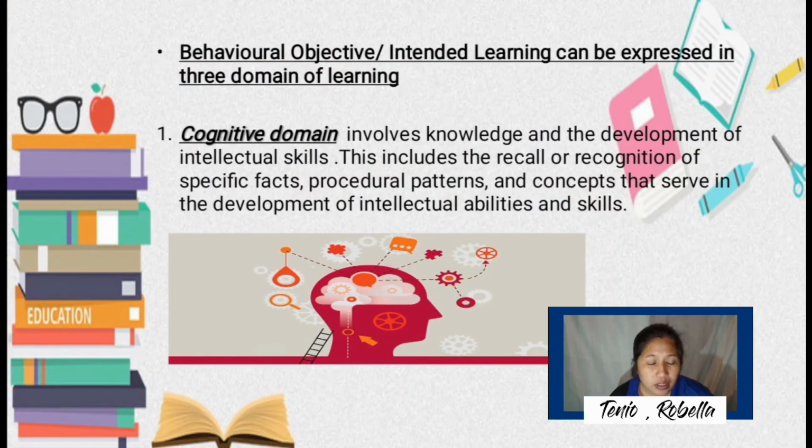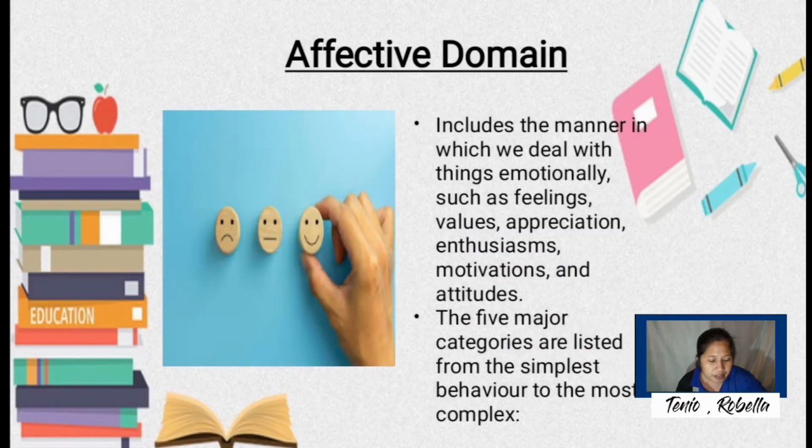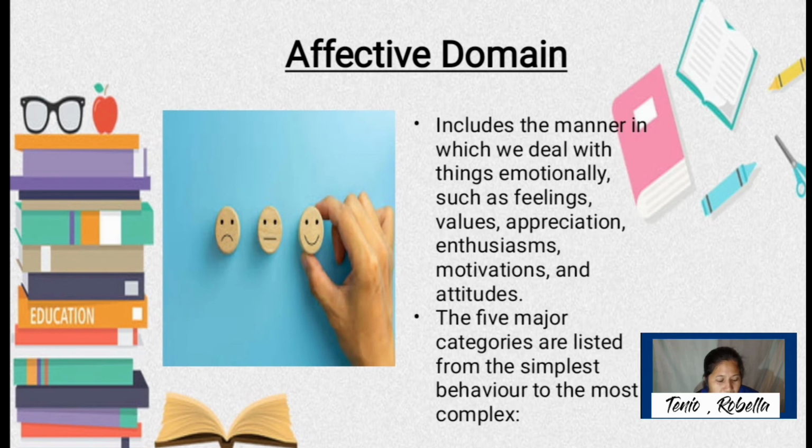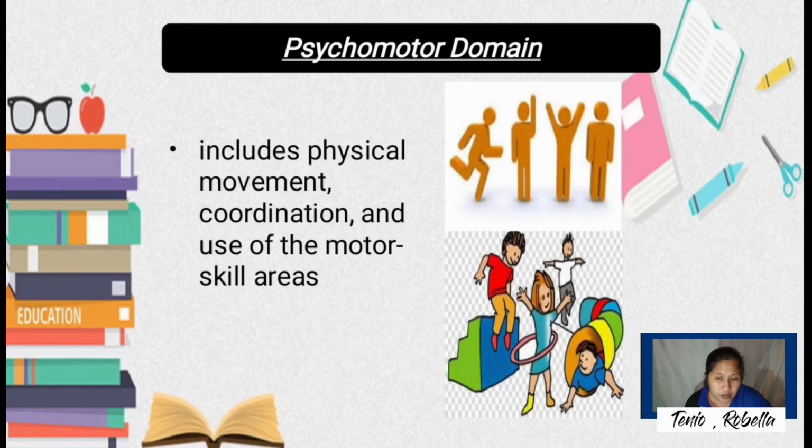In creating your cognitive objective, for example, you are going to use the word define. So it will go like this. After the discussion, the learners are expected to define the noun. Say for example like that. In the affective domain, if you are going to use the word identify, so after the discussion, the learners are expected to identify the different forms of noun. Psychomotor domain, if you are going to use the word repeat, so after the discussion, the learners are expected to repeat the definition of a noun.